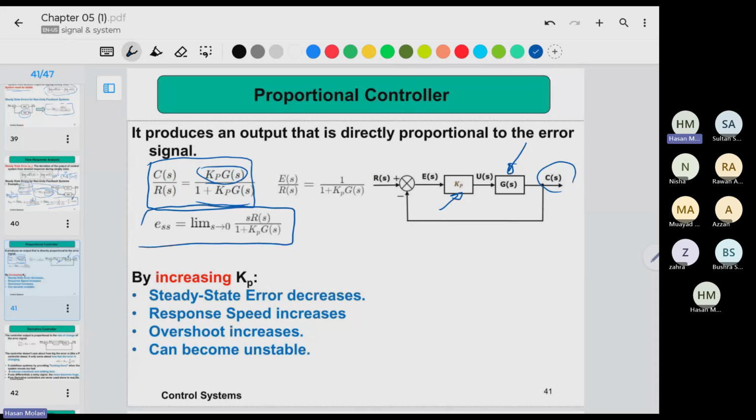If you look at this, what you are seeing when we add this K factor, yes, the higher the gain, the lower the error, right? Because it's in the denominator, the higher the gain, the final error will be less.